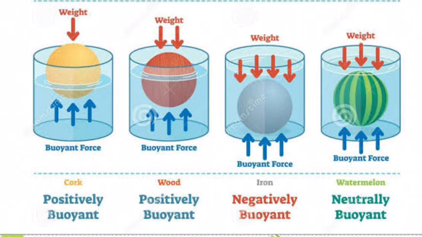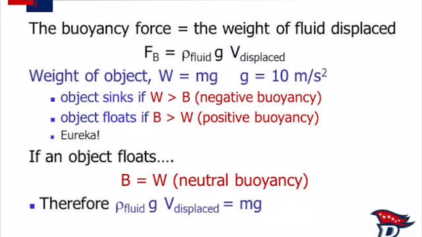So, why do fluids exert an upward buoyant force on submerged objects? It has to do with the difference in pressure between the bottom of the submerged object and the top. As we can see in the image, the buoyancy force is equal to the weight of the fluid displaced. So the formula is Fb equals the density of the fluid multiplied by gravity multiplied by the volume displaced. The weight of the object, as we know, is the mass multiplied by gravity.